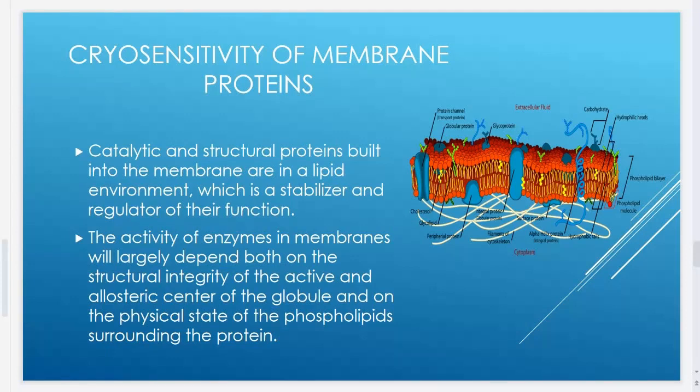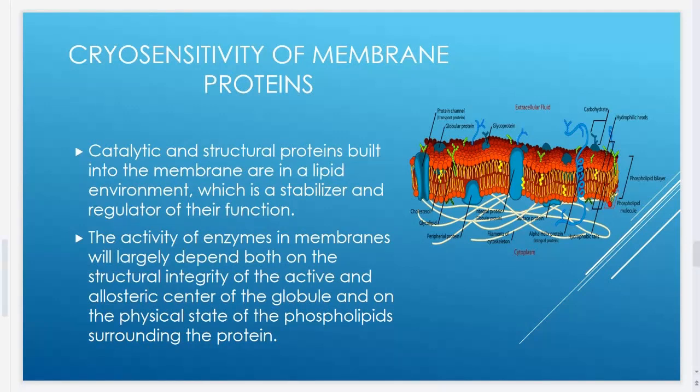Proteins in the membrane are stabilized by the lipid environment. When the temperature drops, lipid phase transitions occur which affect proteins. Catalytic and structural proteins built into the membrane are in a lipid environment, which is a stabilizer and regulator of their function. The activity of enzymes in the membrane will largely depend both on the structural integrity of the active and allosteric center of the globule and on the physical state of the phospholipids surrounding these proteins.